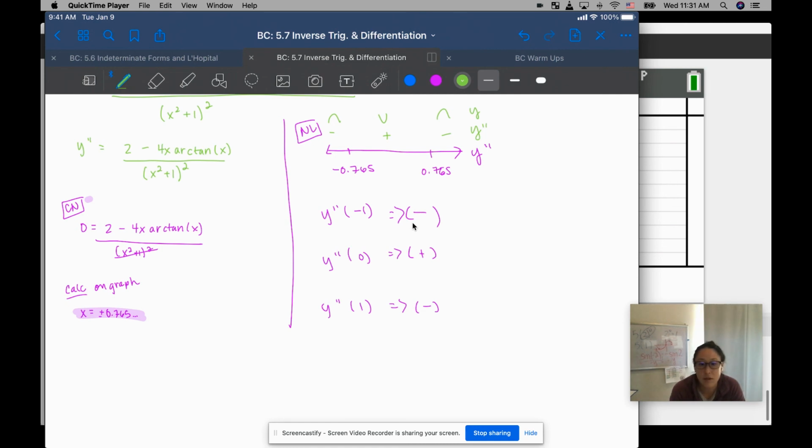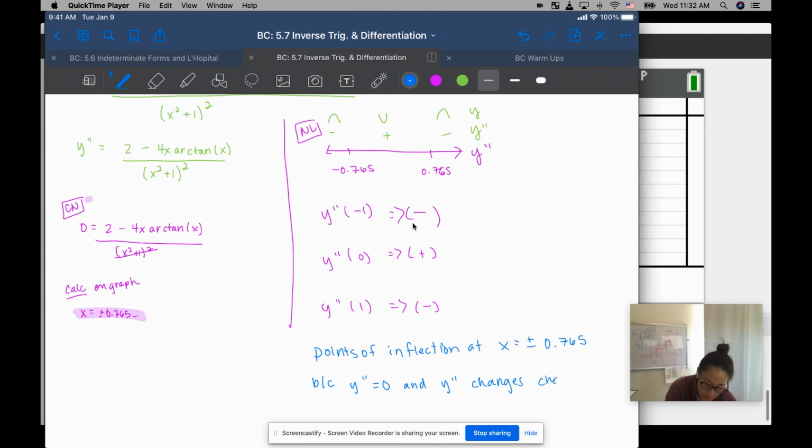So because the graph changes concavity at each one of these zeros on my second derivative, then we have points of inflection at x is equal to plus or minus 0.765, because y double prime is equal to 0, and y double prime changes signs at x is equal to plus or minus 0.765.